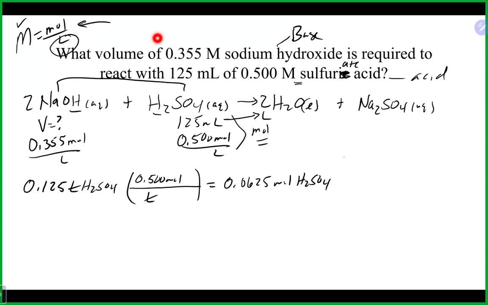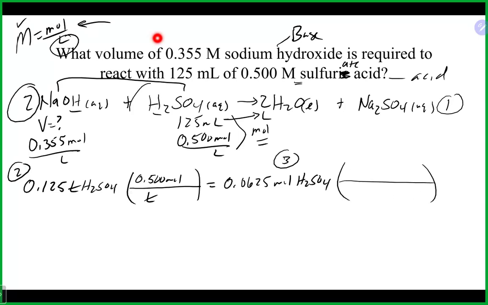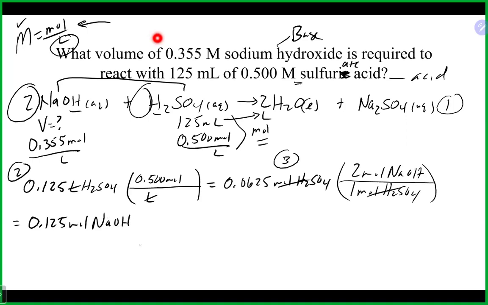So to do that, we need to go to the equation here after step number 2 and do step number 3, which is our mole to mole relationship. And from the equation, it is actually a 2-to-1 relationship here. And for every 1 mole of sulfuric acid, we got 2 moles of sodium hydroxide. Moles of sulfuric acid will cancel. We will end up with 0.125, looks like, of sodium hydroxide.